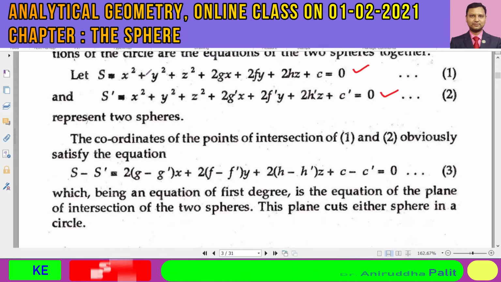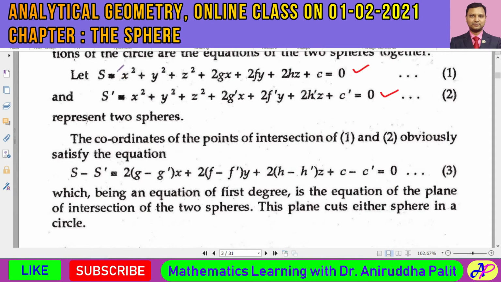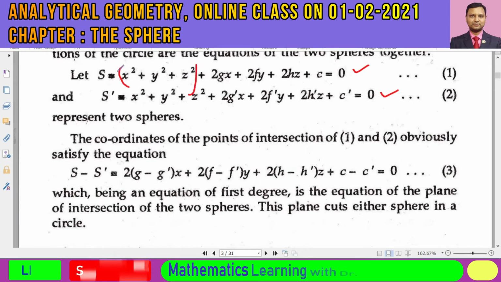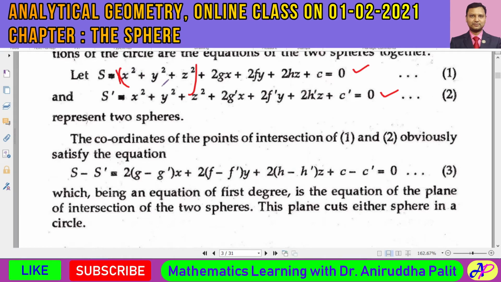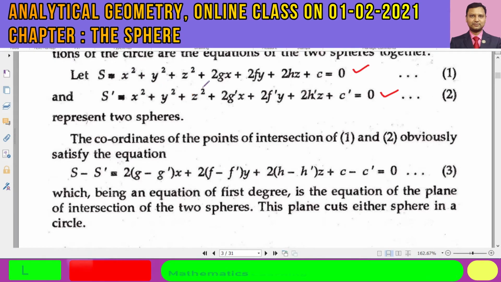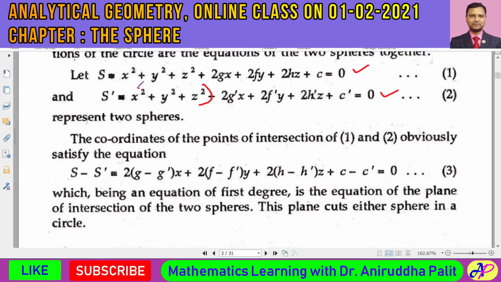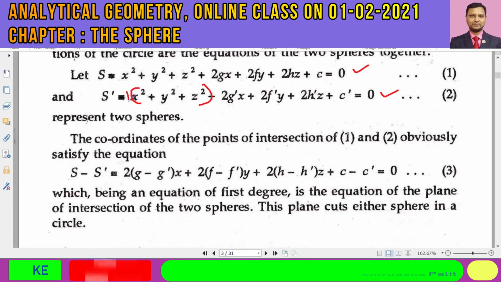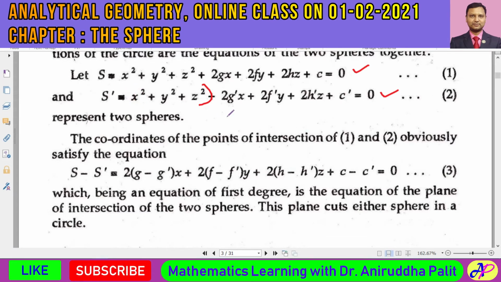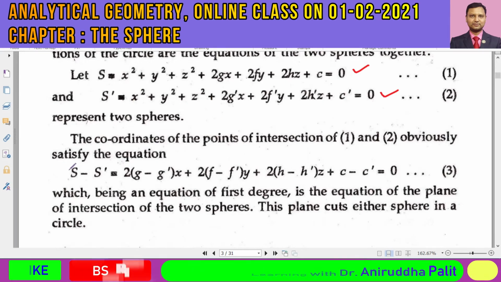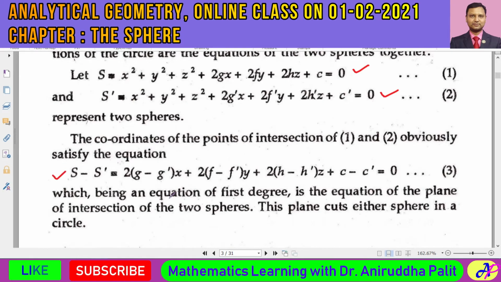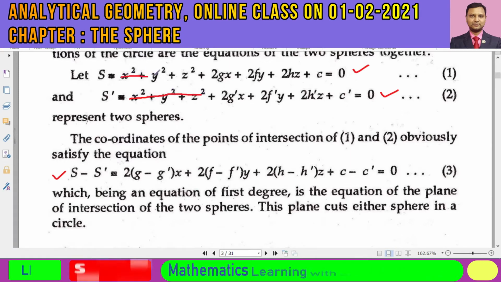You see, this is the equation of the plane, and over here the coefficient of x square plus y square plus z square is always equal to 1. Similarly, in this second sphere as well, the coefficient of x square, y square, and z square would also be equal to 1. Got it? Therefore, over here, if you consider the difference, s minus s prime, then this term and this term will get cancelled.